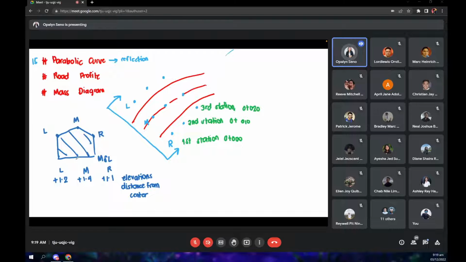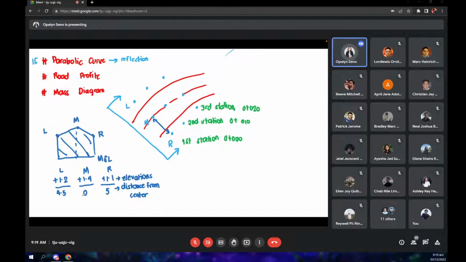For example, your distance from the middle, let's say this is your middle line. Here are the elevations, and below them you put the distance from the center. So your middle is your zero point. On your right, you measured the width of the road, from the middle to the right. Let's say, for example, you measured 5 meters, and to the left 4.5.